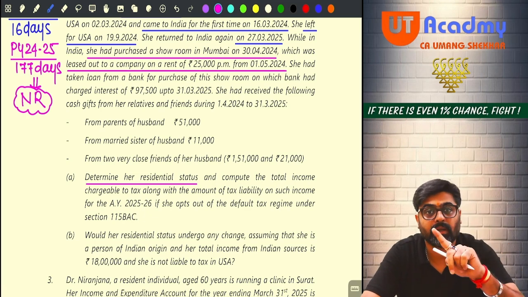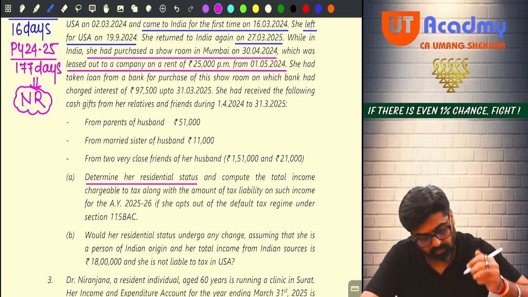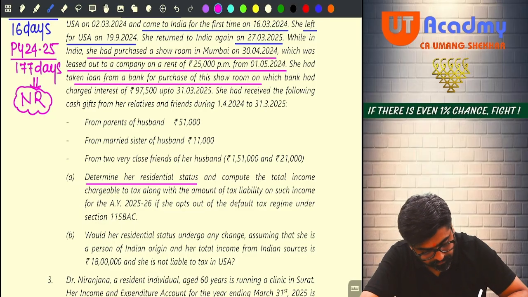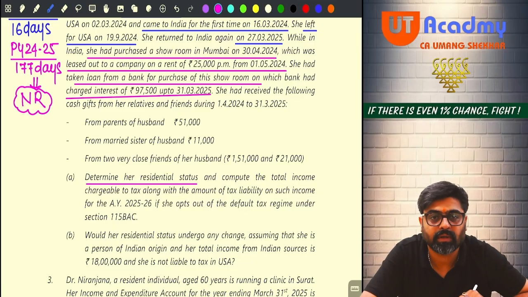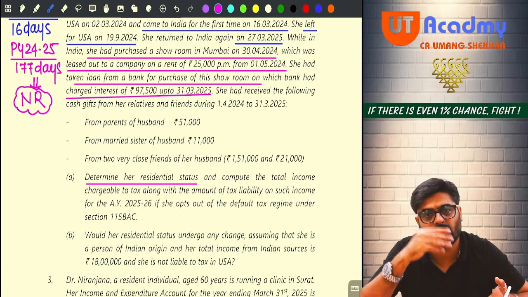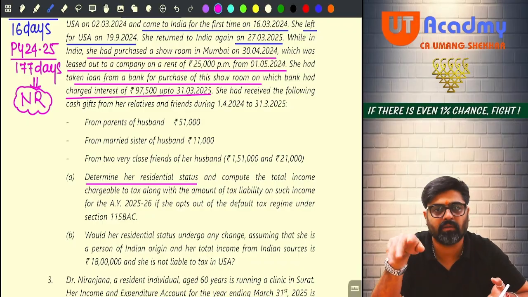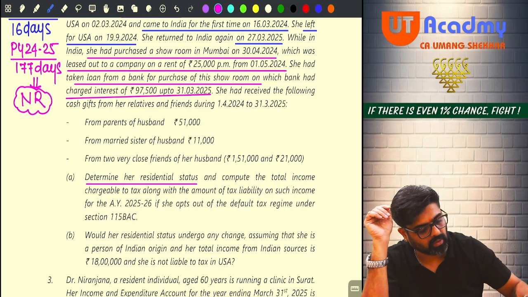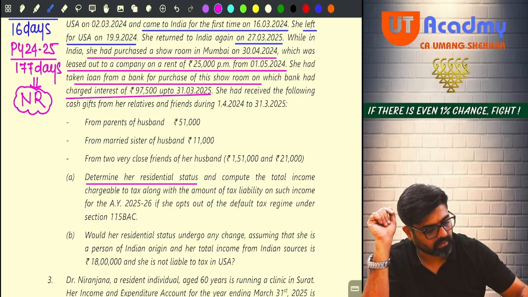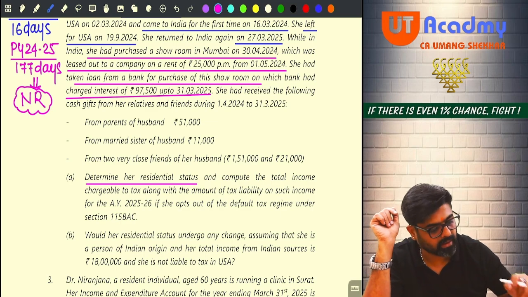But for this property, you have taken a loan. See, she had taken a loan from bank for purchase of this showroom, on which bank had charged interest of 97,500 up to 31st March 2025. Whatever interest for this year charged by the bank, this year's interest will be allowed fully in this year out of the annual value, yes or no? So can I say 2,25,000 was your GAV? 30% you will reduce, and minus 97,500 will be your interest.